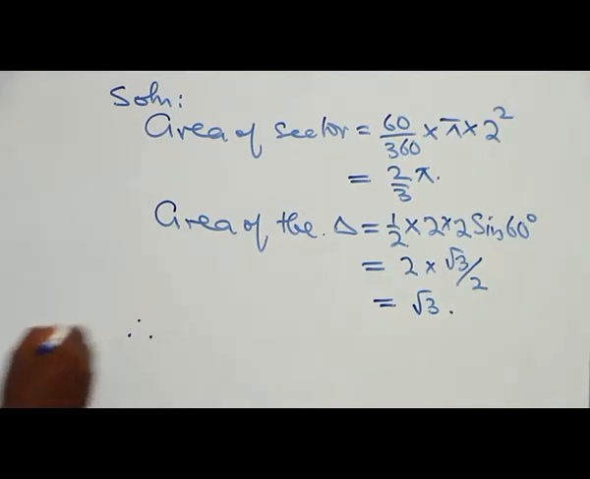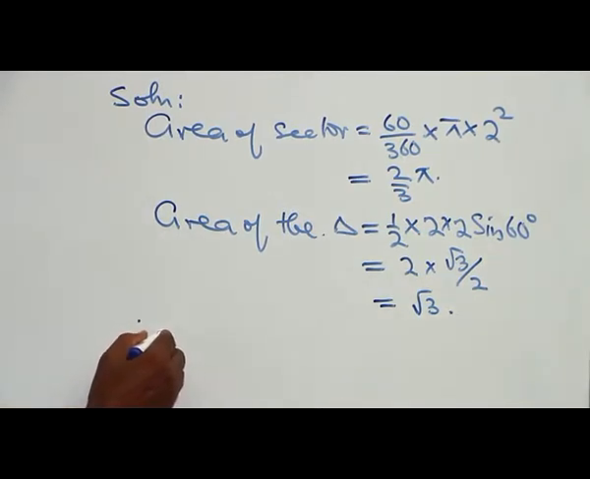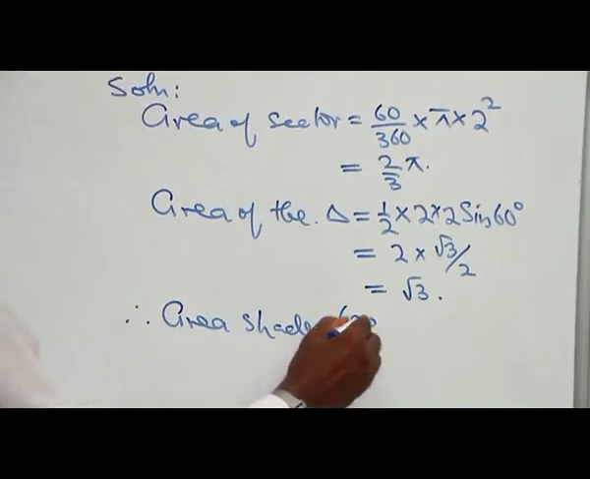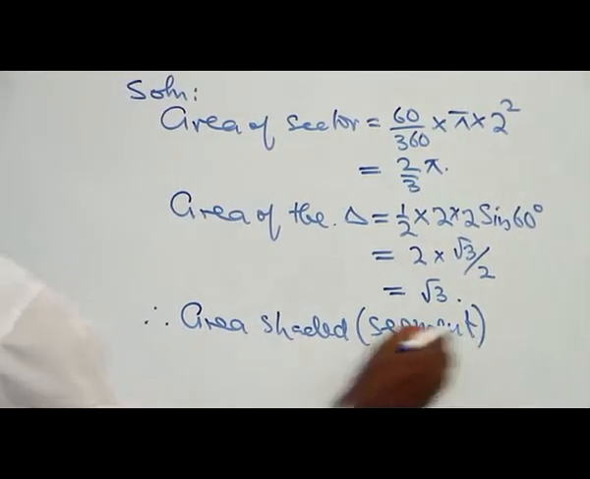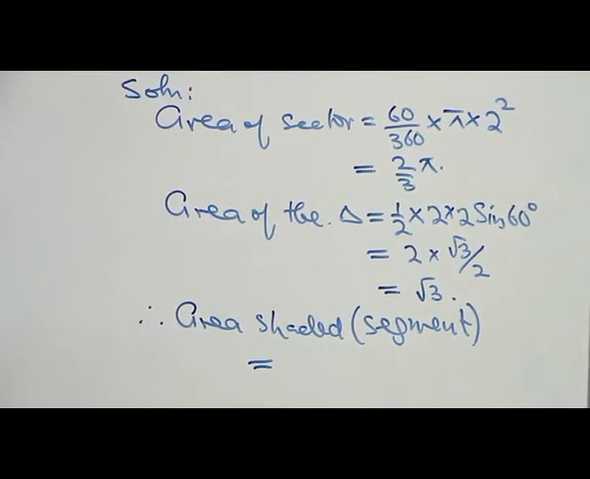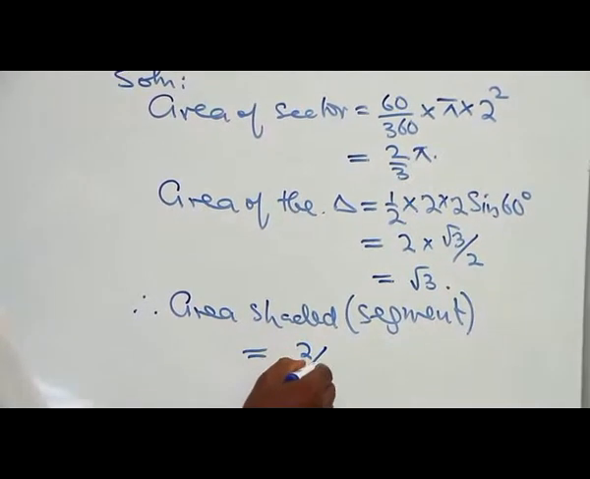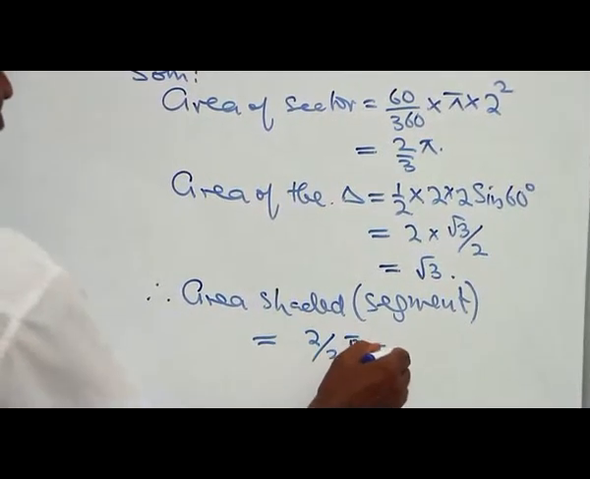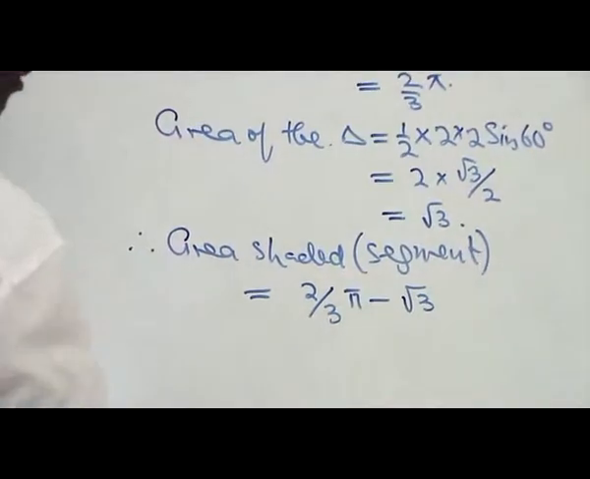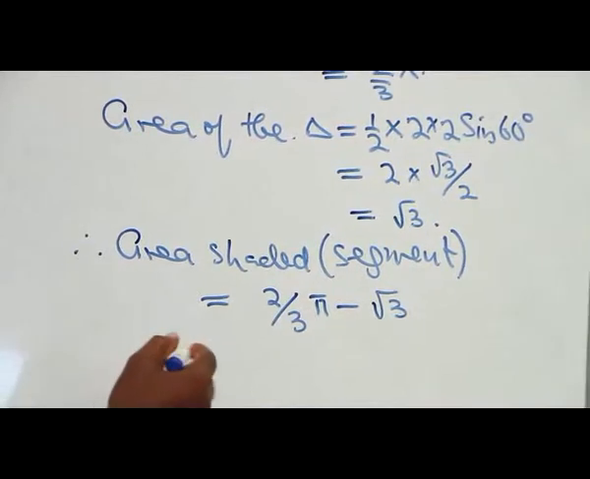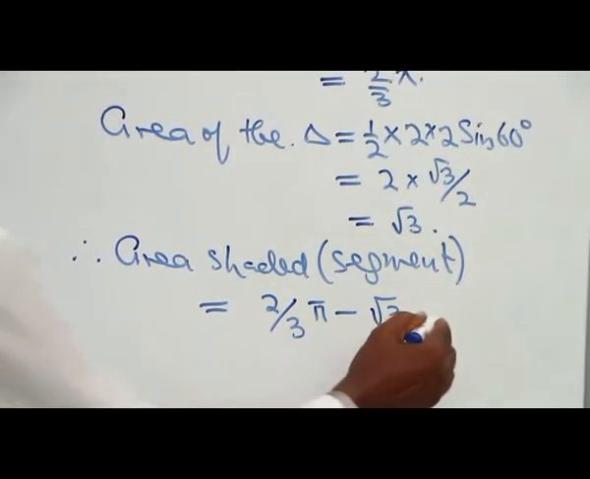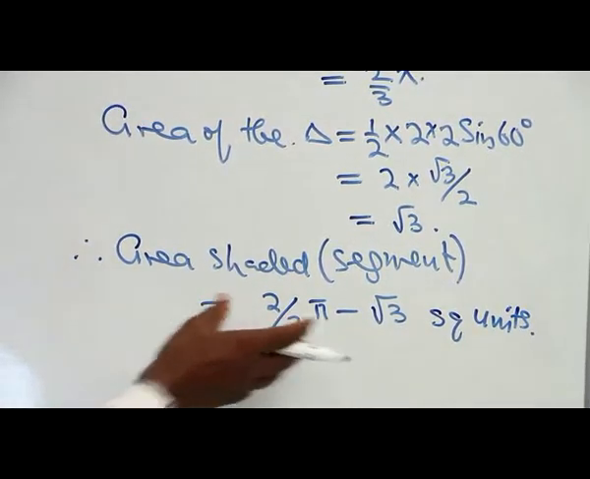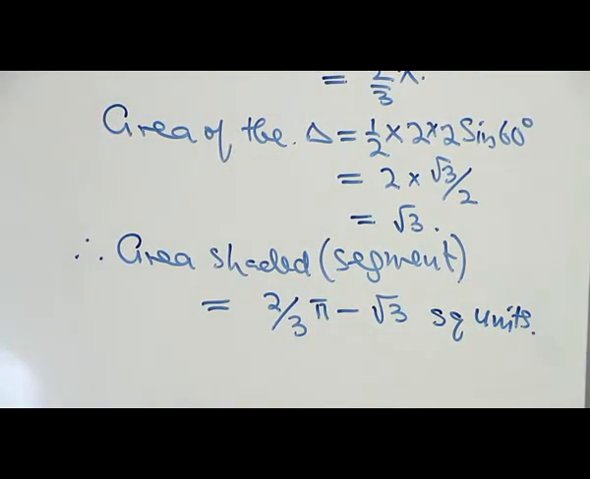Then the third step, say therefore, the area of the segment, area shaded, that is the segment now, will be equal to the area of the sector, which we calculated as 2 over 3 pi, minus the area of the triangle, which you calculated as root 3. So this gives you the solution to the problem. Let's say square units. This is the area that you are asked to calculate.